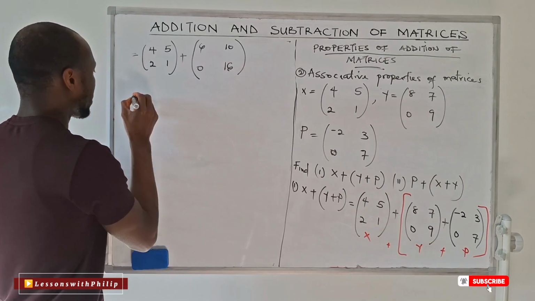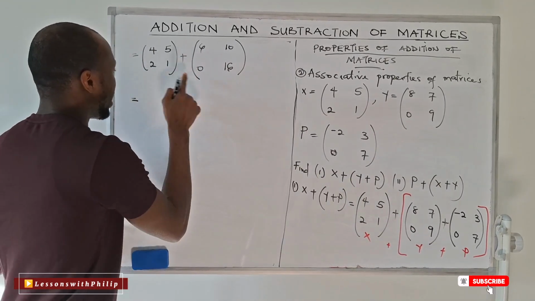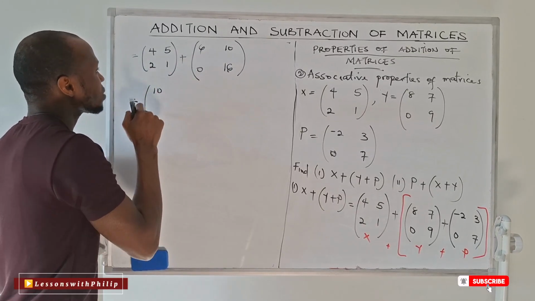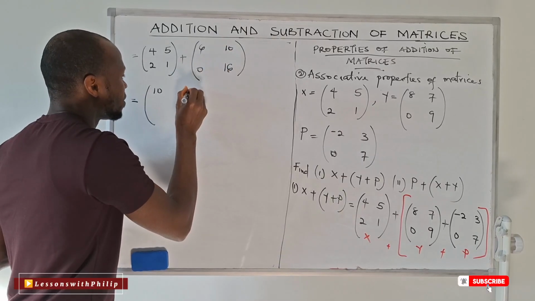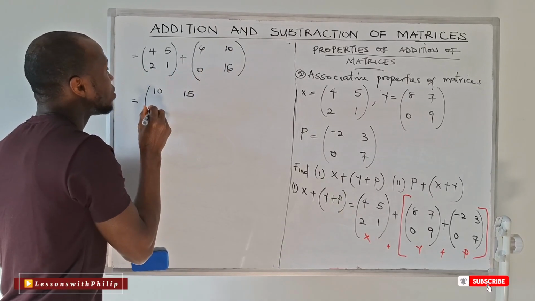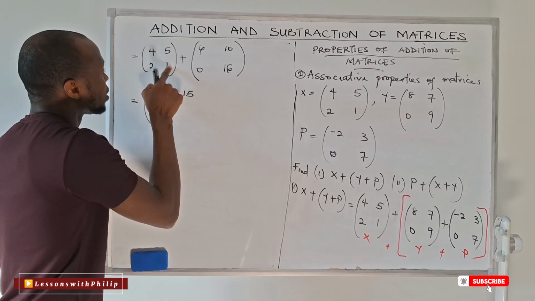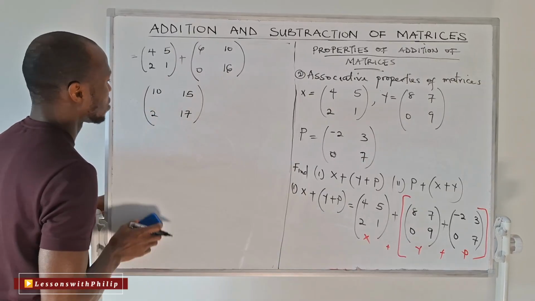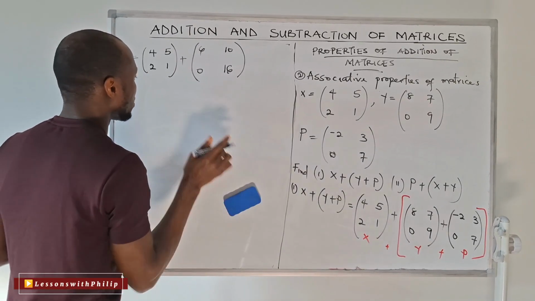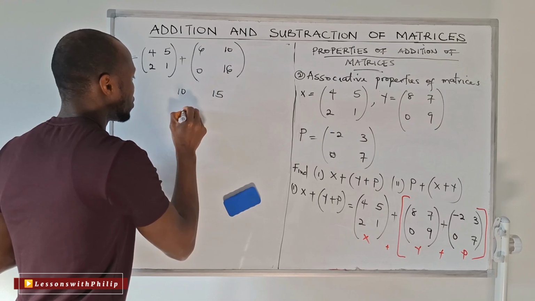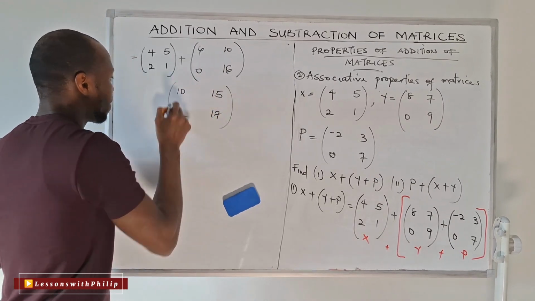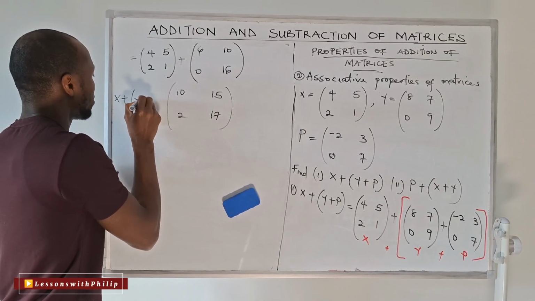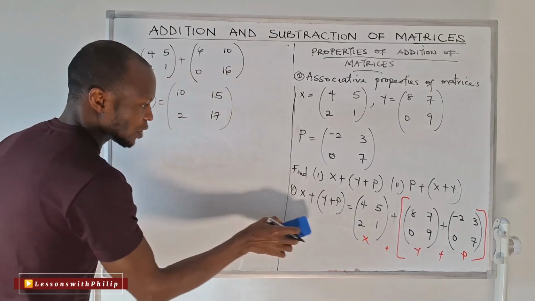Now, I can add these two matrices together. 4 plus 6 will give me 10. 5 plus 10 will give me 15. 2 plus 0 will give me 2. 1 plus 16 will give me 17. So this is 10, 15, 2, 17. This is my X plus my Y plus P. Now let's do the second one.